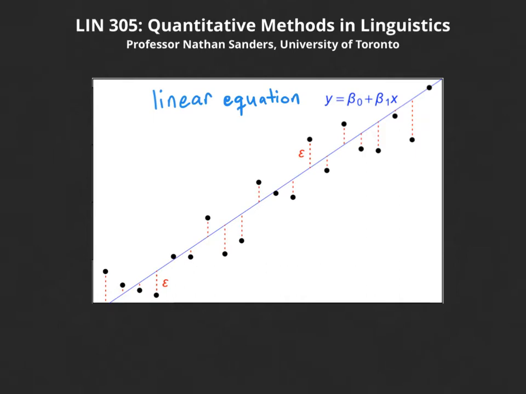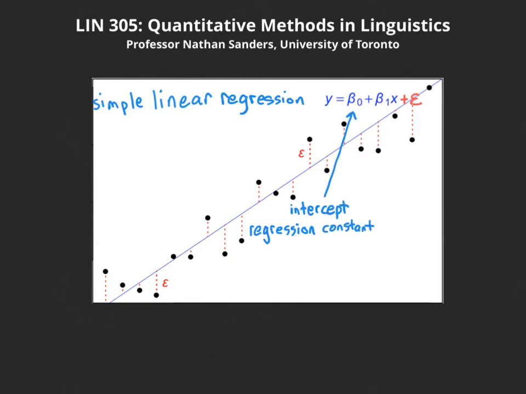In cases like this, we can perform what is called simple linear regression, where we use the equation y equals beta 0 plus beta 1 x plus the random noise epsilon, and we assume this as a model and check for goodness of fit for this model to our data. In simple linear regression, beta 0, the intercept, is sometimes called the regression constant, and beta 1, the slope, is sometimes called the regression coefficient.